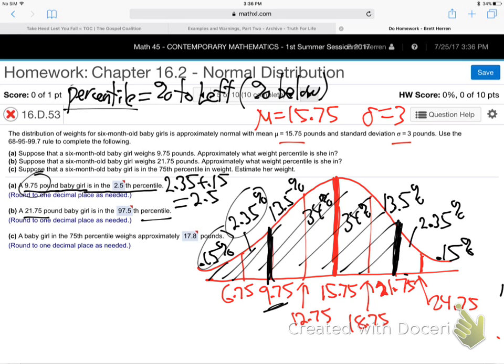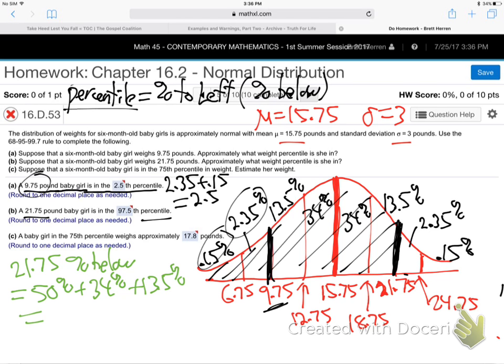So, 21.75 percentile equals 50% plus 34 plus 13.5. What's that? That's the 97.5. So if a baby girl's born at 21.75 pounds, she's at the 97.5 percentile. That means 97.5% of all baby girls are born with weight less than that. So most are below that. You're pretty high on the scale.